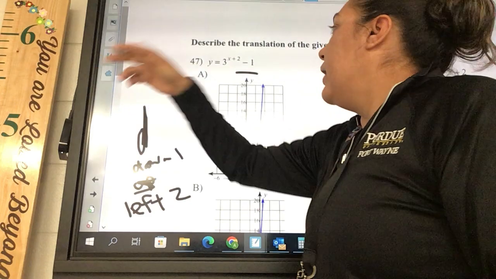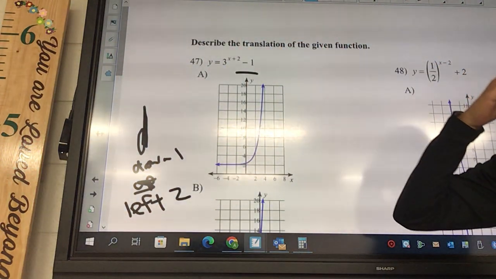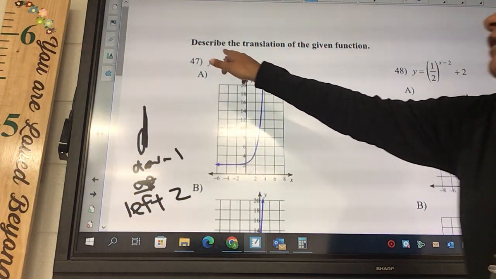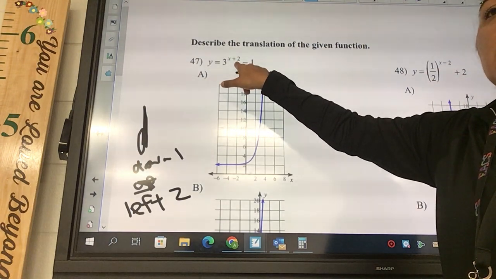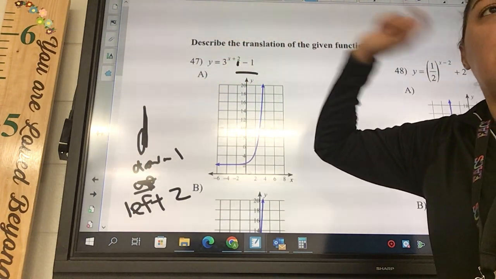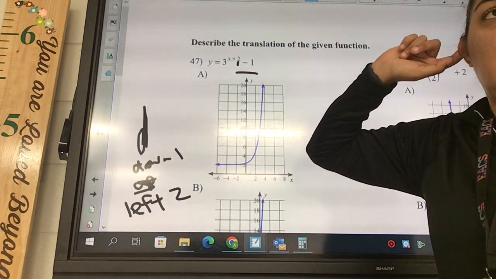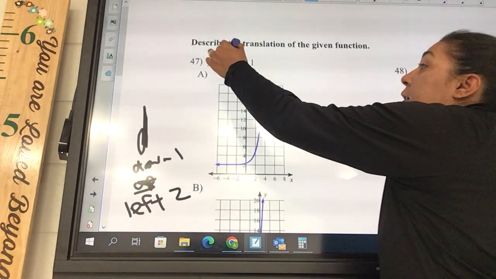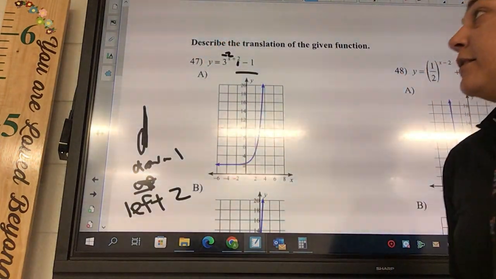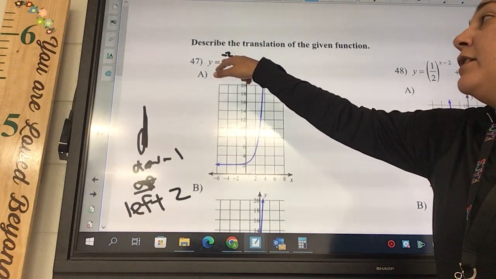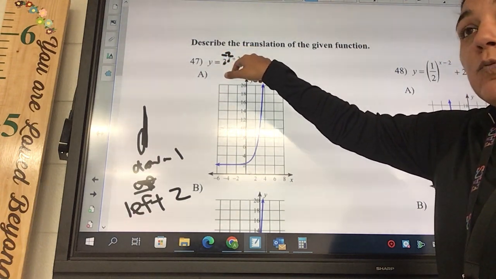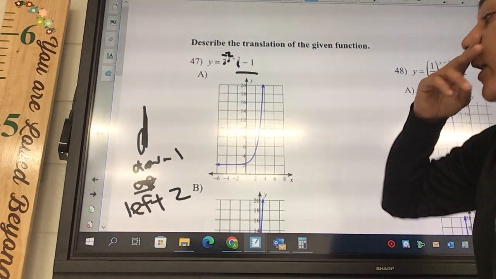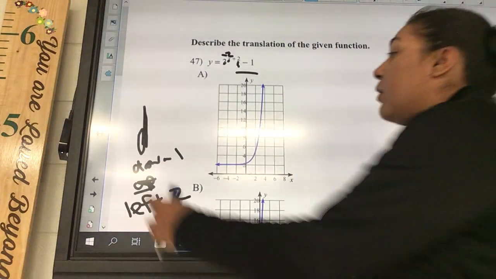Okay? Now, what I can do is if I would plug in, see how this says 2? How can I make this be a 0? Put a minus 2 there, okay? So at negative 2, when x is negative 2, I'm going to get 0. And 3 to the 0 is 1. Minus 1 is 0. Okay? So at negative 2, it should be at 0.